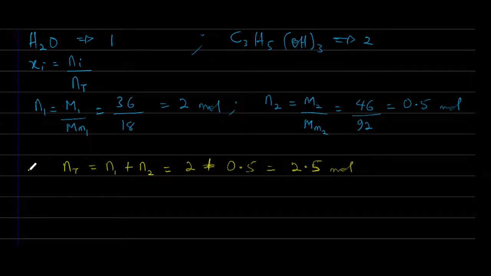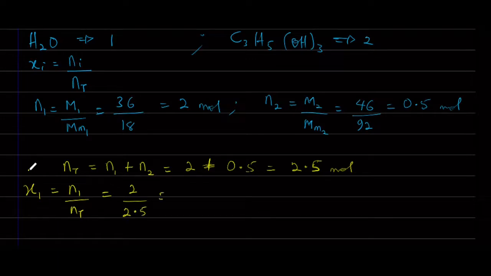So now that I've gotten the total number of mole, we can now solve for the mole fraction of water, which represents number of mole of water over total number of mole. That will give us number of mole of water is 2 over total number of mole is 2.5.